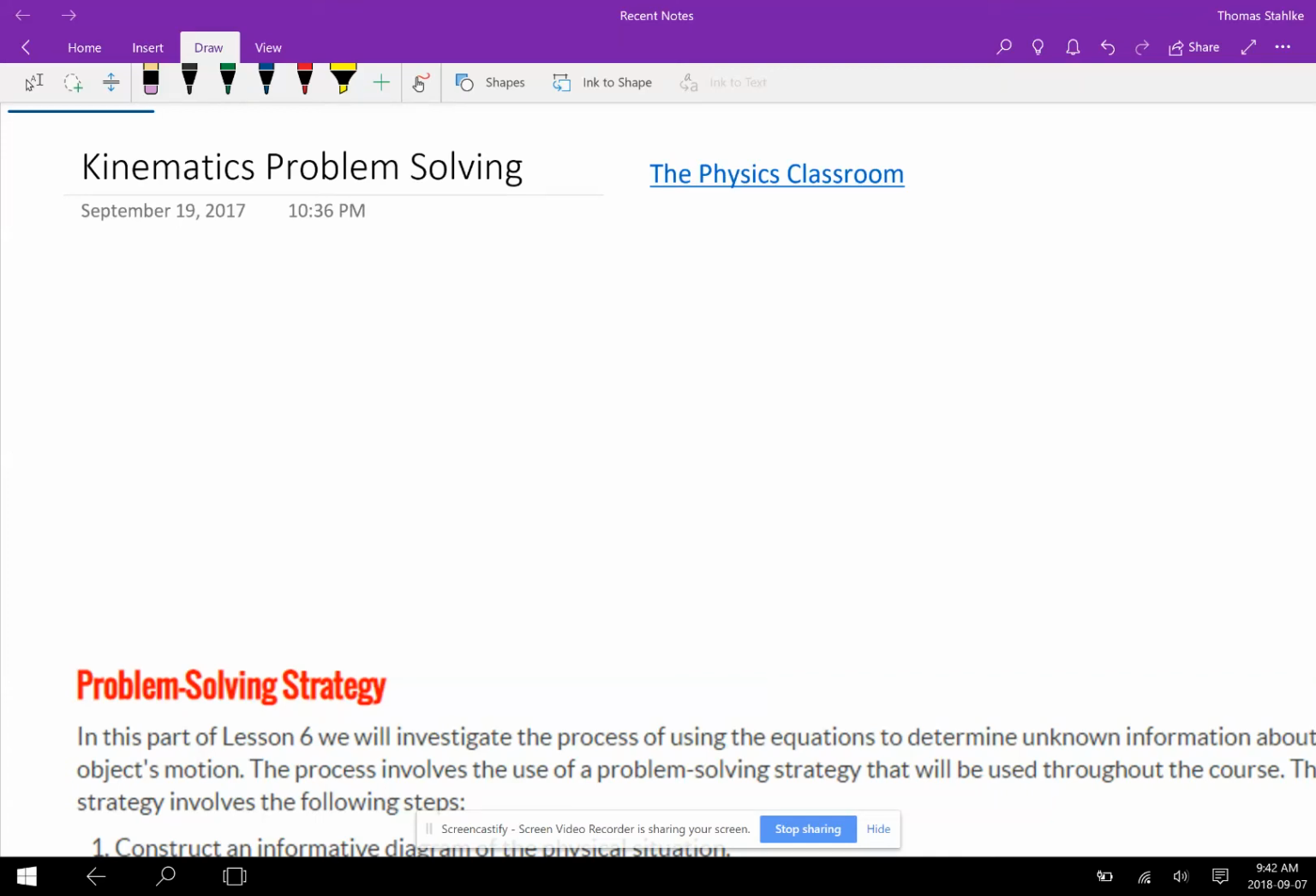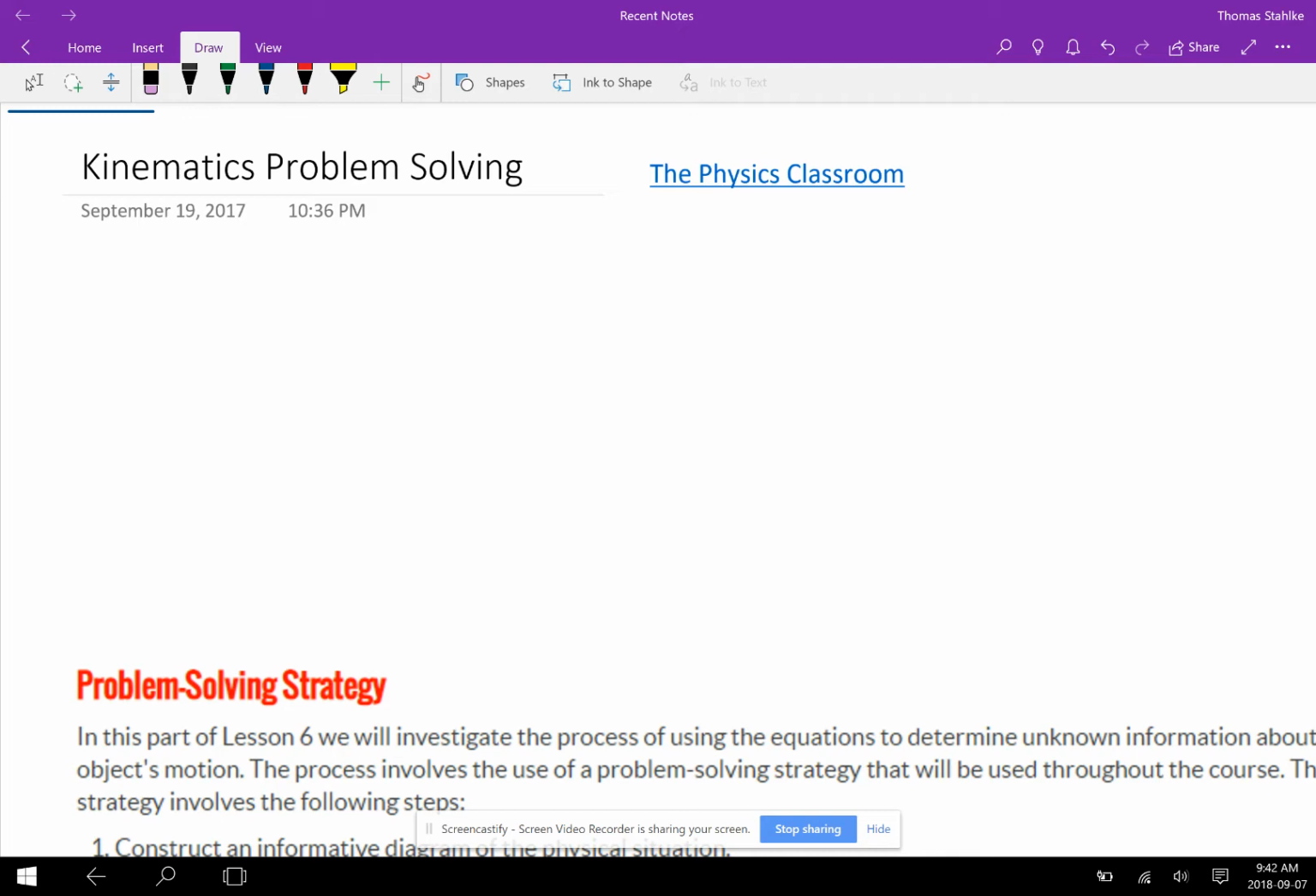Hey everyone, we're going to take a quick look at kinematics problem solving. So here I have a couple of questions that are from the Physics Classroom website, which is a fantastic website for reviewing the concepts that we need to learn in this course.